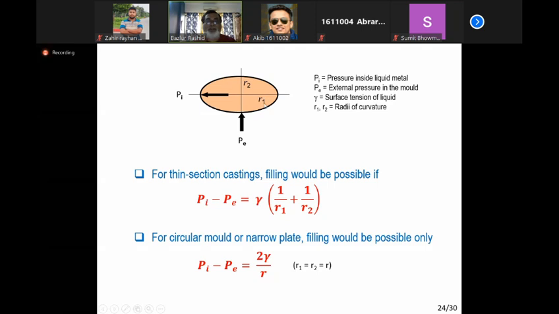So for this type of design, the filling would be allowed only when this equation prevails. That means internal pressure minus external pressure equals surface tension multiplied by (1/R1 + 1/R2), where R1 and R2 are the two radii. If the mold is circular, that means R1 is equal to R2, and in that case, the formula reduces to 2γ/R, twice surface tension divided by radius. So this is the general formula for a narrow section channel through which liquid metal is trying to enter the channel.